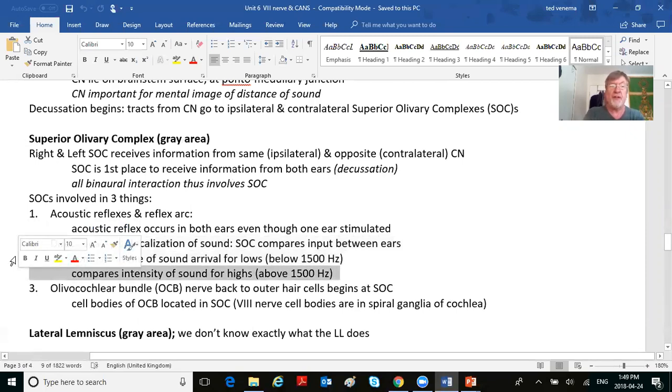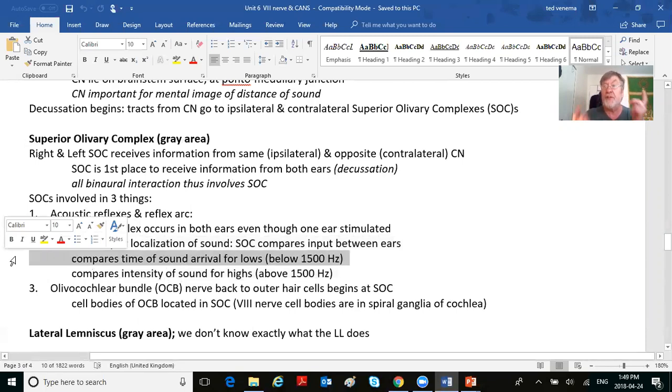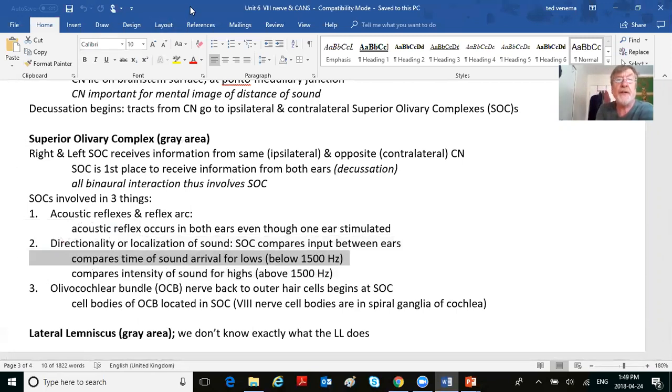They're comparing the time of arrival from one ear to the other. So if my head is like this, and you are talking to me, the sound is going to hit my left ear a split second before it hits my right ear. And your two SOCs are comparing. When did you get the sound? When did you get the sound? Okay. So they're comparing the time of arrival to help you localize the direction of low frequency sounds.